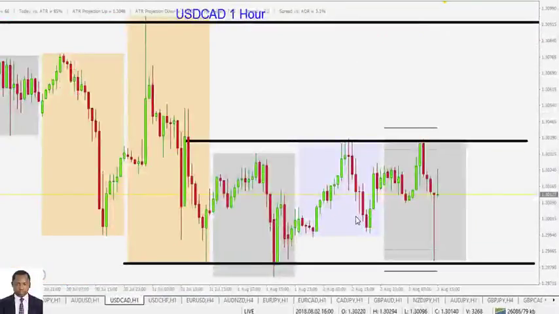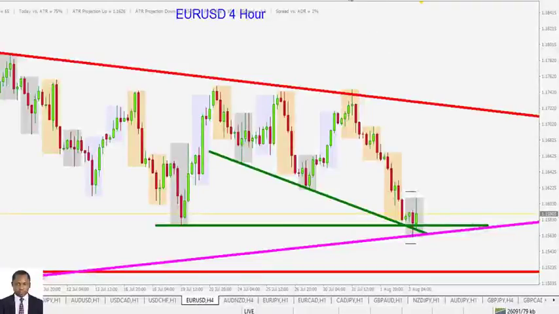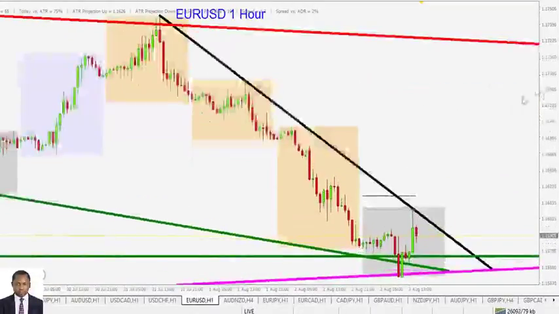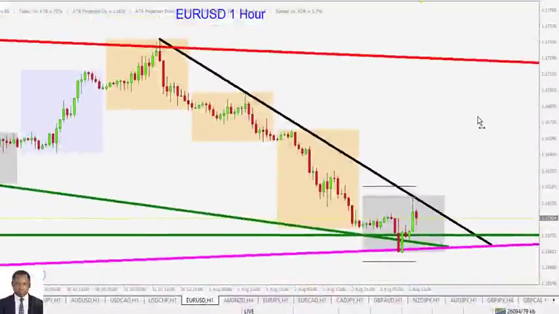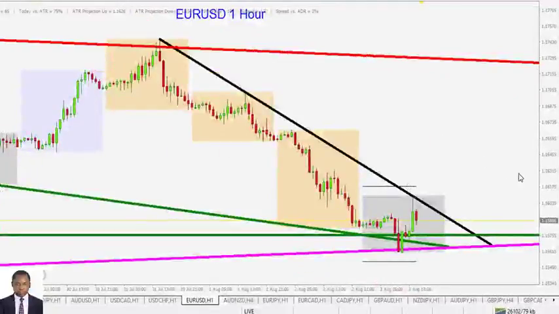All American dollar pairs are having the same price behavior. I think the American dollar weakness is long overdue. I would like to see the American dollar go weak again.